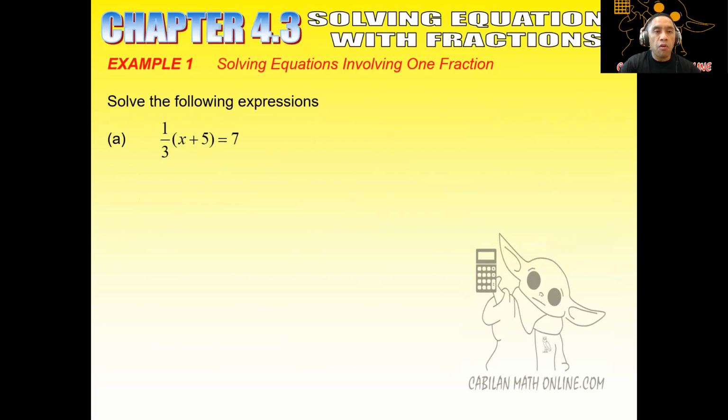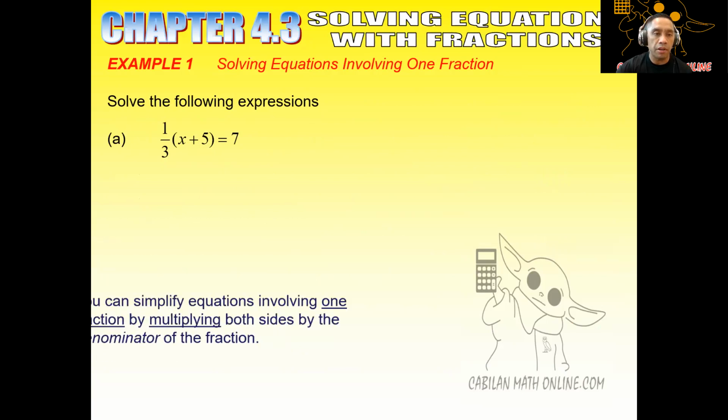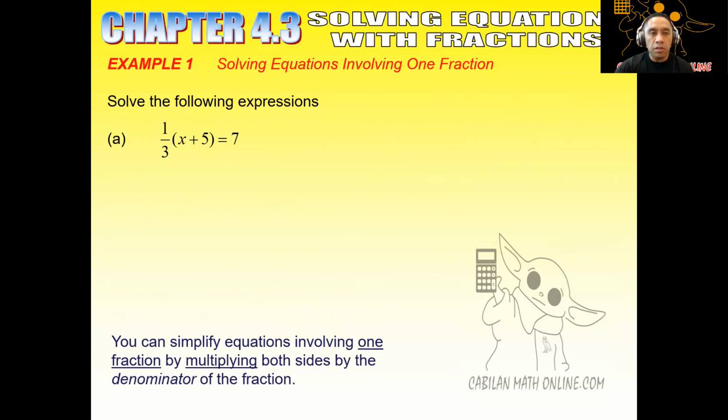What we have here is 1 over 3 times the bracket x plus 5 equals 7. As I said, back in the first lesson we were dealing with one-step operations. Remember, the key goal here is to get rid of the fraction. Anytime you see a fraction, all you need to remember is you need to multiply both sides by the denominator. In this question, we're going to multiply both sides by 3 because the 3 here is the denominator.